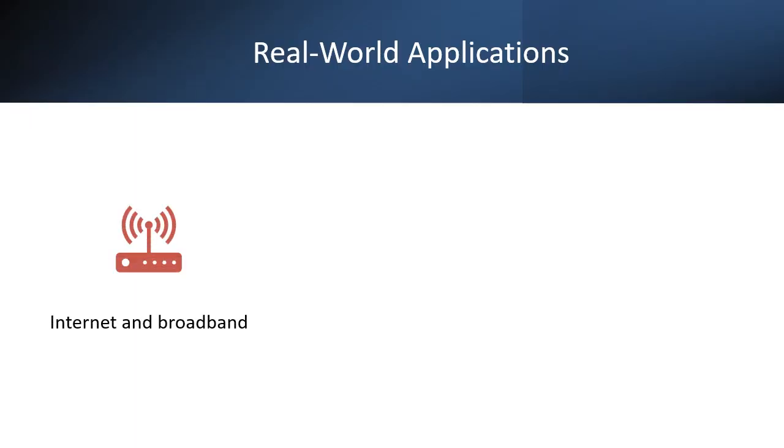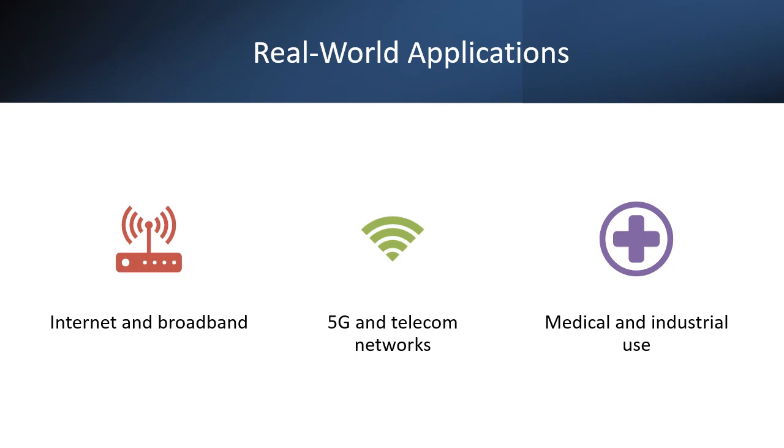Conclusion. In summary, fiber optic cables use light because it is faster, cleaner, and more reliable than electricity. This technology forms the foundation of today's digital world, enabling instant communication and global connectivity.